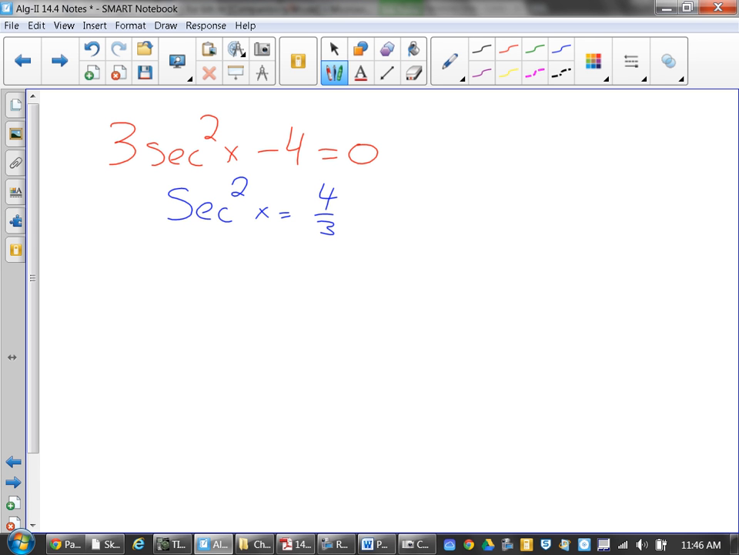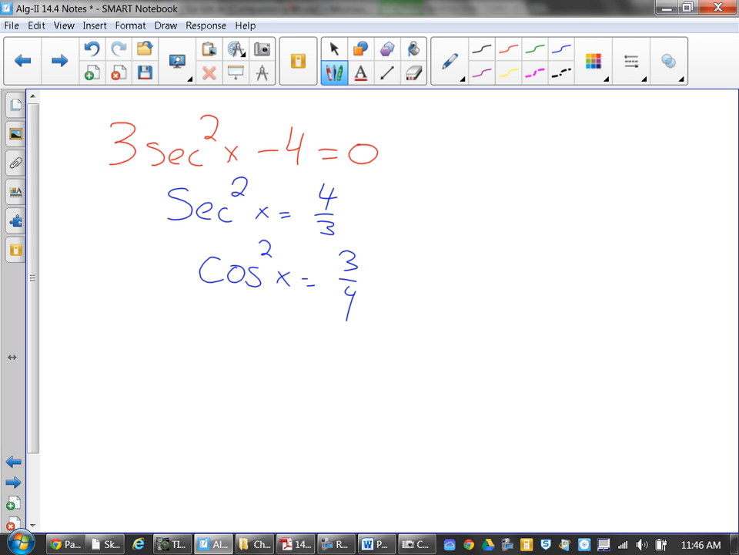Here's where the little subtle tricks start to happen. Secant is the inverse of what? Cosine. So if I take the inverse on one side, what do I have to do to the other side? Take the inverse. So if I inverse both sides, don't I get this? Right. Don't worry, because the inverse is flip, and the flip of secant is cosine.